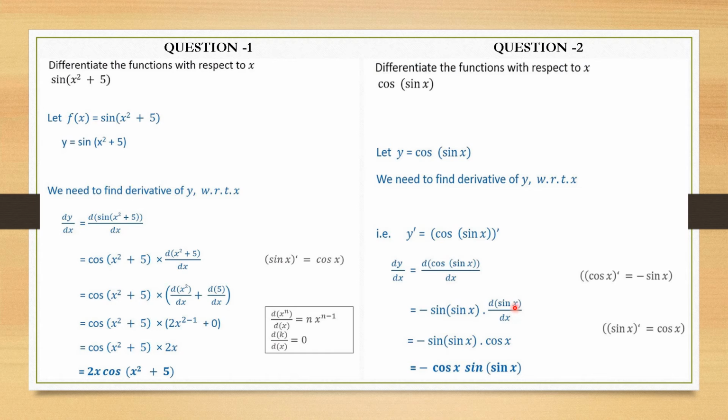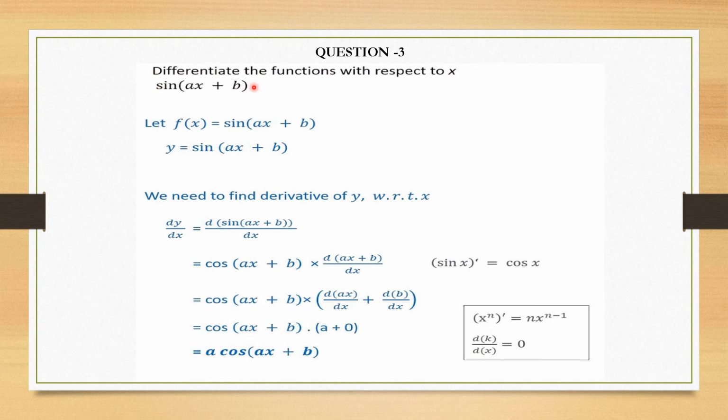What is d/dx of sin x? It is cos x. The dash means the derivative. So the outer one is minus sine of sin x into d/dx of sin x, which is cos x. So the answer is minus cos x sine of sin x.